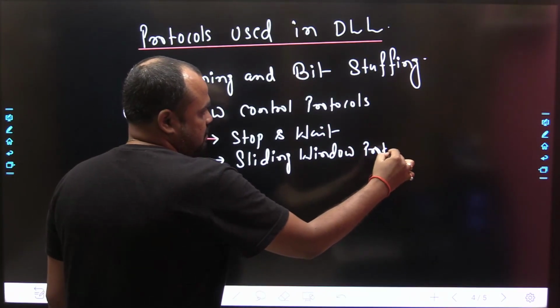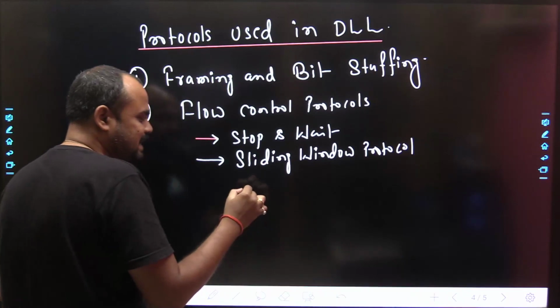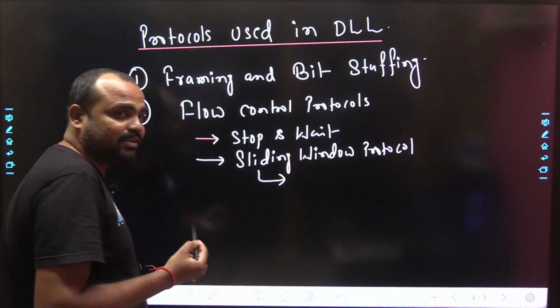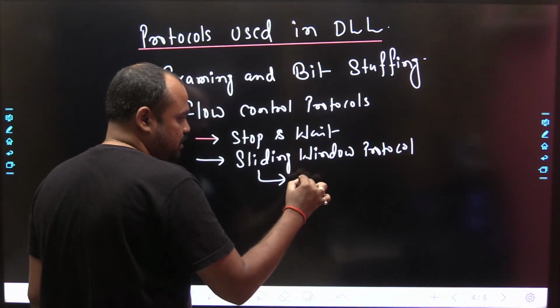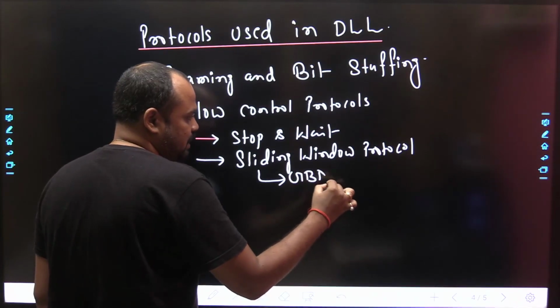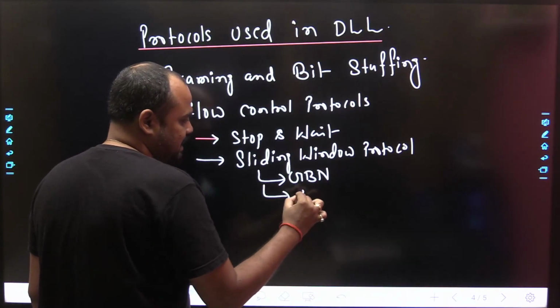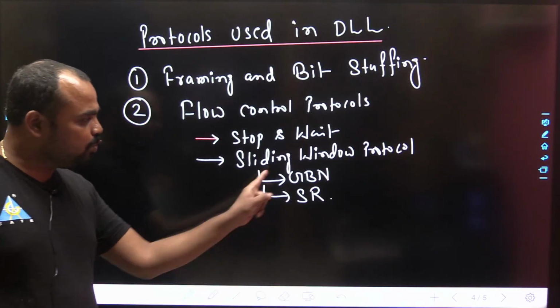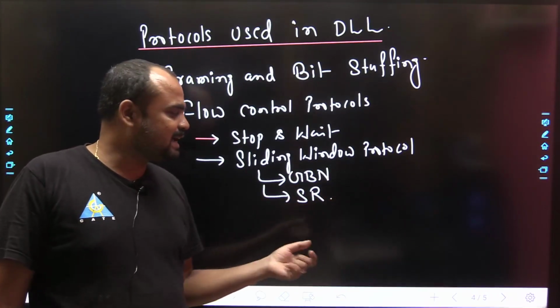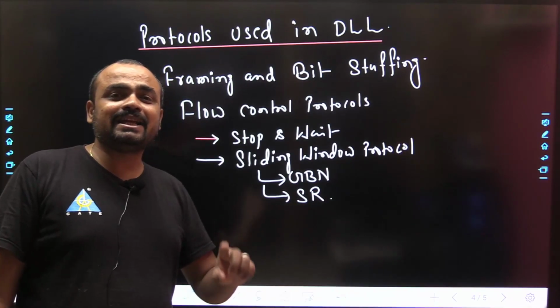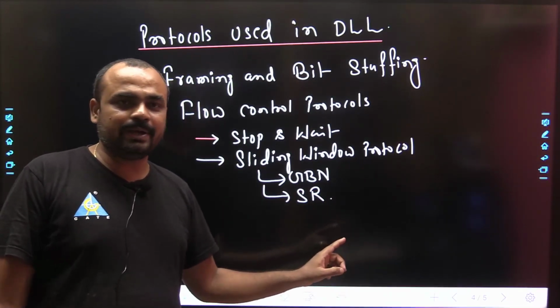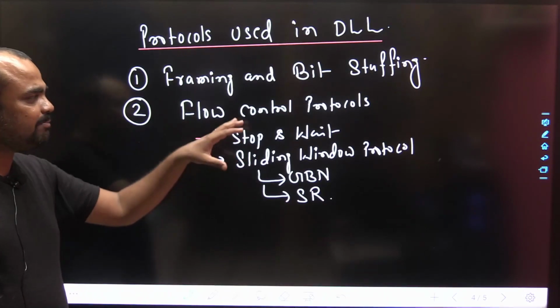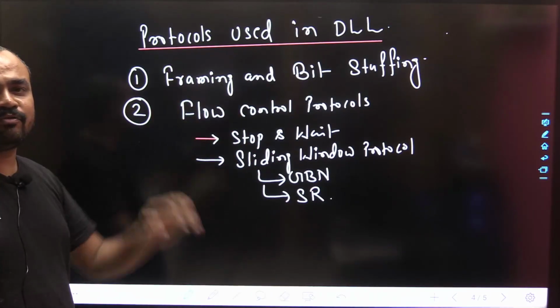Okay, sliding window protocol. Inside the sliding window protocol we have two different protocols. One is called Go Back N protocol and the second one is called Selective Repeat protocol. GBN means Go Back N, you can write it over here. SR means Selective Repeat protocol. So these are the protocols we have to study inside the flow control protocol.